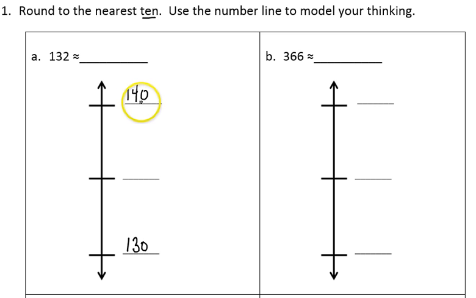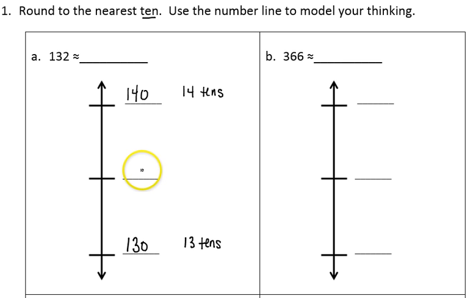Another way you can look at that is 130 is the same thing as 13 tens, because there's 10 tens in 100 and 3 more tens. And 140 is the same thing as 14 tens. So when we're rounding to the nearest 10, we need to make sure that we're putting numbers that are showing the number of tens we have.